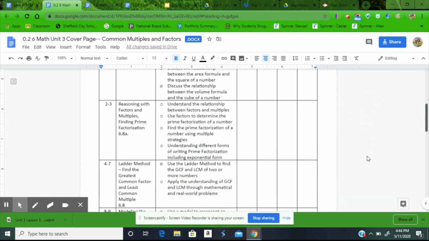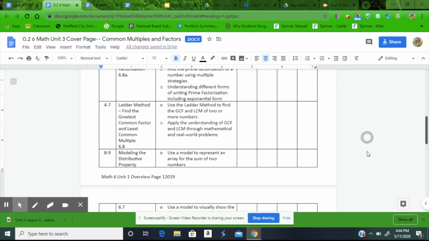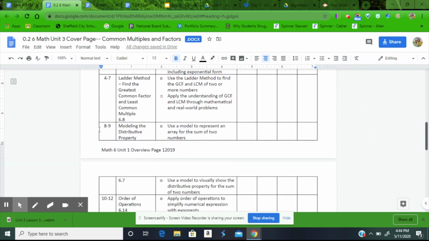So if we scroll down and we find the distributive property, which is Lesson 4, you'll see it takes place on days 8 and 9. You've got your title of your lesson and then your course of study standard that goes along with that. And then you've got your kid-friendly I can statements. Use a model to represent an array for the sum of 2 numbers, and use a model to visually show the distributive property for the sum of 2 numbers.